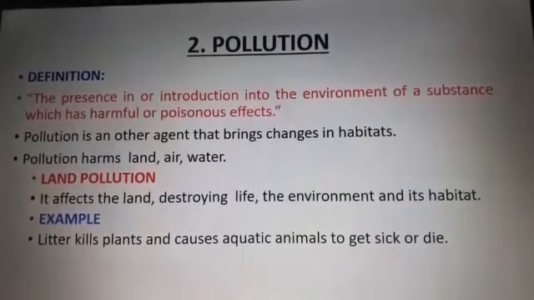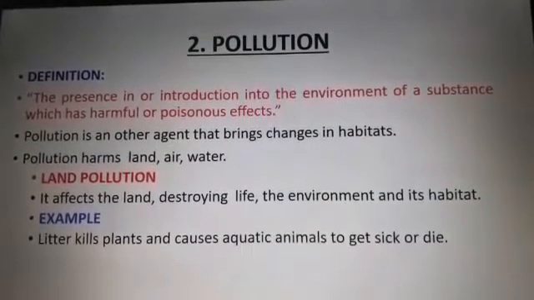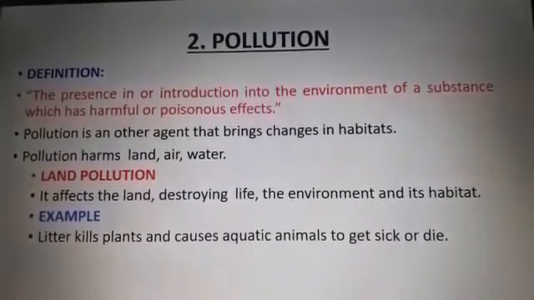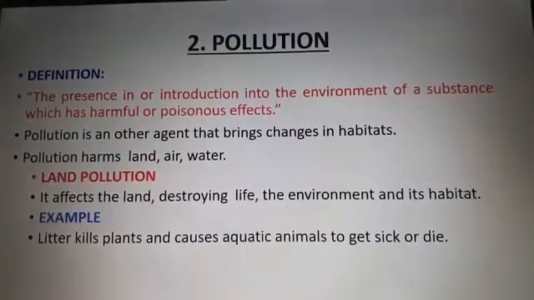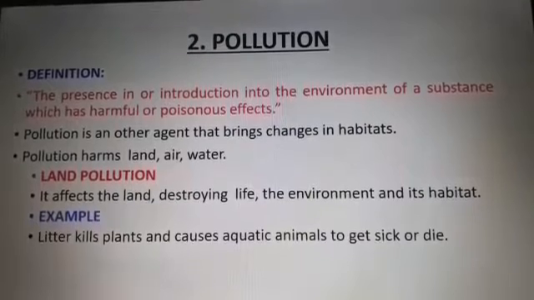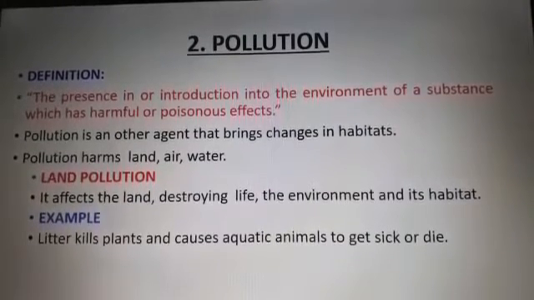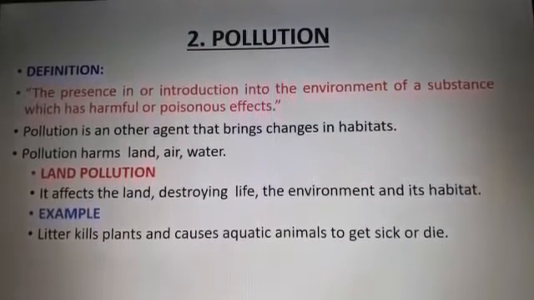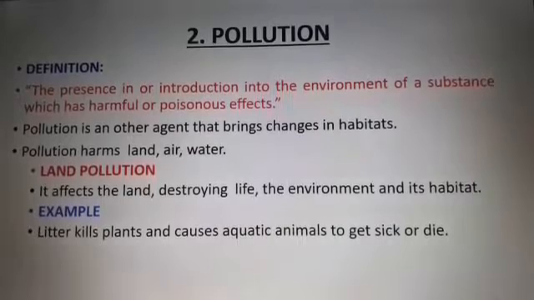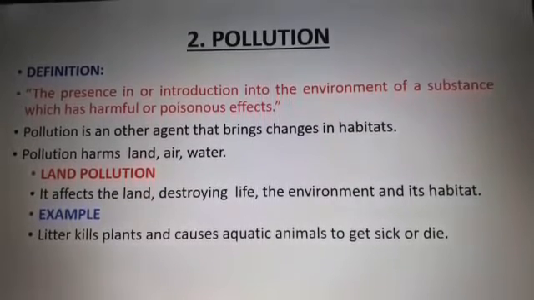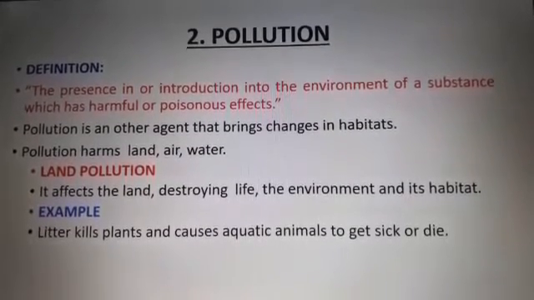Next, pollution. The definition is the presence or introduction of any contaminant or poisonous or harmful substance in the environment. Pollution is another agent that brings change in the habitat. Pollution can be of land, air or water. First of all, we will see land pollution. It affects the land, destroying life, the environment and its habitat.